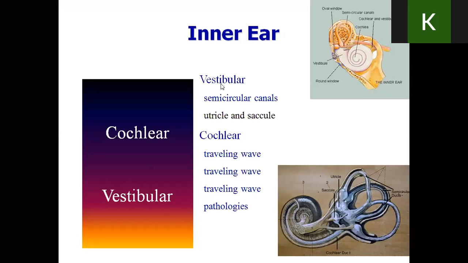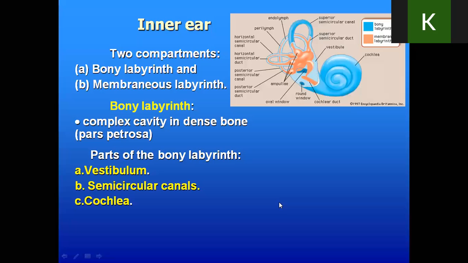So the inner ear has 2 parts. The vestibular part contains semicircular canals, and it also contains utricle and saccule. The cochlear part is for the traveling wave, and it is for further conduction of sound, where I told you the mechanical energy into hydraulic energy is converted into electrical energy, which is further carried by the cochlear part of the vestibulo-cochlear nerve, that is the 8th cranial nerve. Now we can see the 2 compartments here, bony labyrinth and membranous labyrinth.